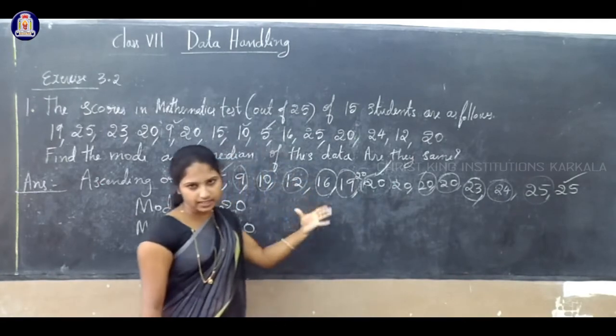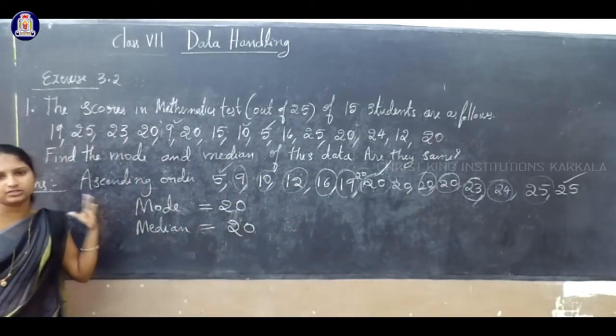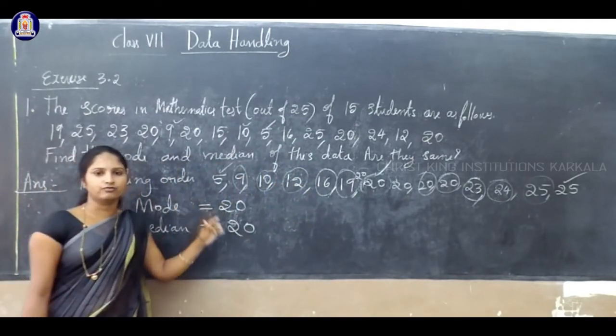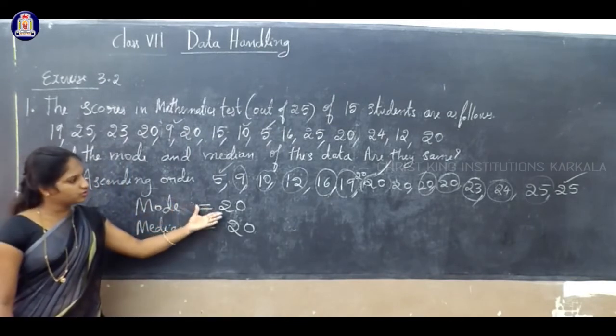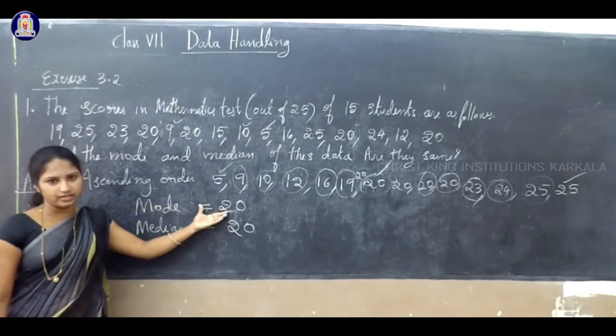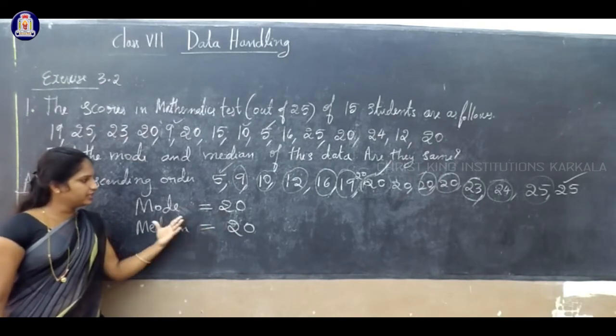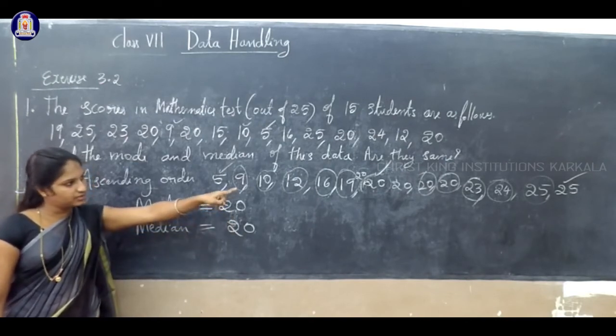First you have to write the given data in ascending order. Then you have to find the mode. Mode means the most repeated number, here 20. Next, median is the middle term, and the middle term here is 20.